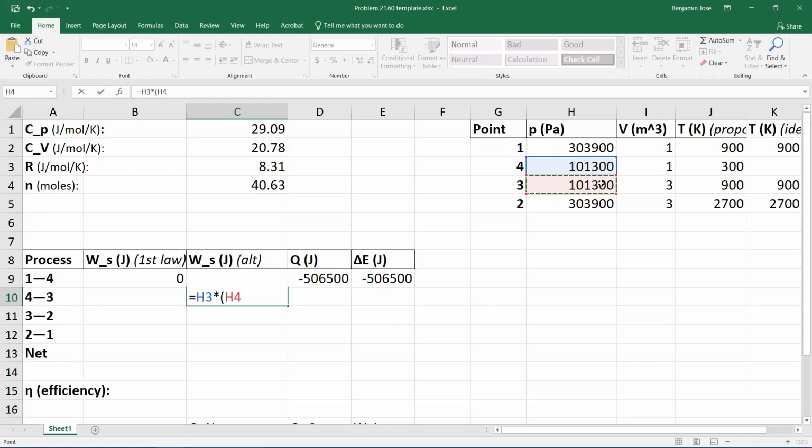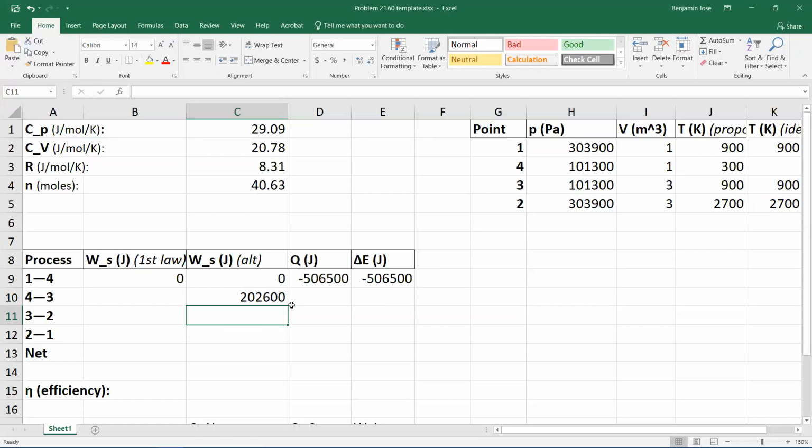Oops, not pressure. Final volume is volume 3, which happens to also be 3 cubic meters, minus the volume at state 4, which was 1 cubic meter. Okay, now it makes sense that the work is positive because we're going to the right on the PV diagram.